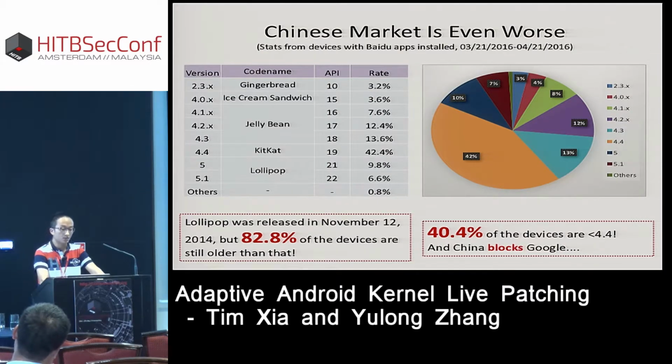We all know that China blocks Google. And there are many Chinese-specific vendors providing phones in China. So the stats shown on this slide are taken from devices with Baidu apps installed. So we can see that 82.8% of the devices are older than Lollipop, and 40.4% of the devices are older than 4.4.